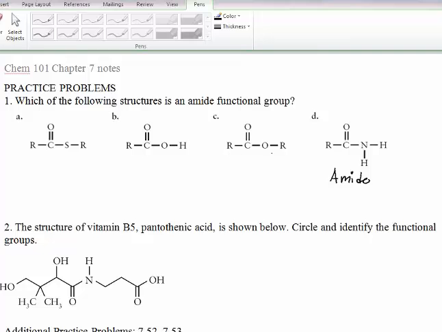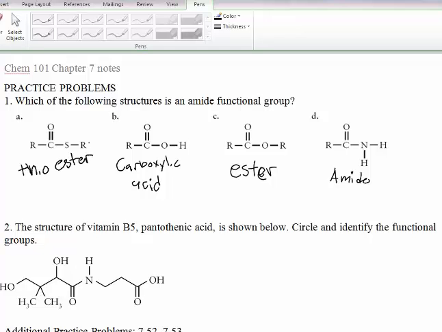What's the name of this functional group here? Right, this is an ester group. How about this one? What's the name of this functional group? Carboxylic acid. And this last one differs from the ester only in that we change this O into a sulfur, so this is a thioester.